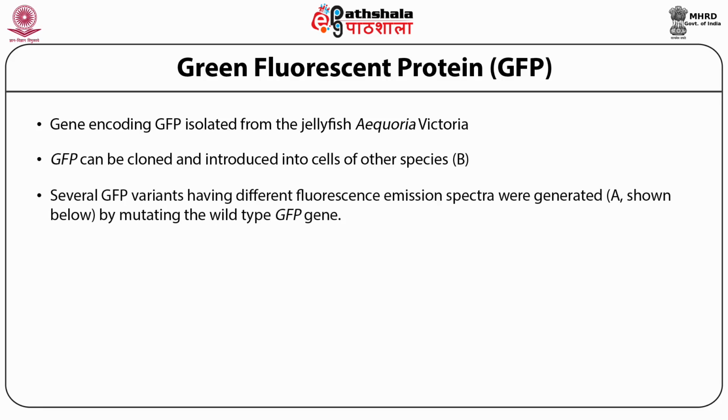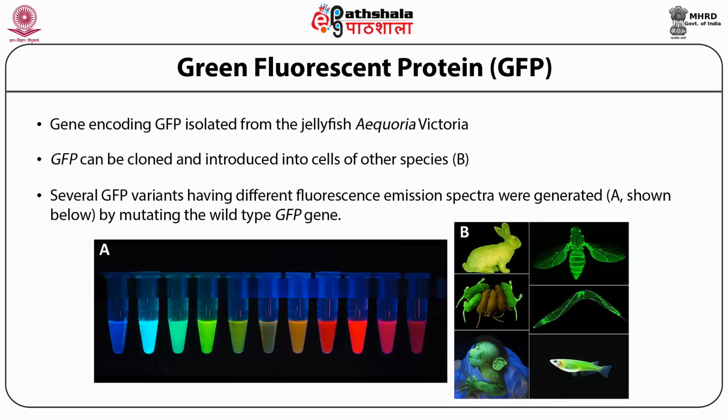Several GFP variants have different fluorescence emission spectra, and as shown in the picture here, different tubes are emitting different types of fluorescence, green, yellow, red, and so on. These are all coming from the same protein but of different variants. The gene is mutated to produce different colors. On the right side, there is a picture showing different animal systems expressing green fluorescent protein. You can visualize this. This is also very commonly used for transforming plants to visualize the promoter activity.